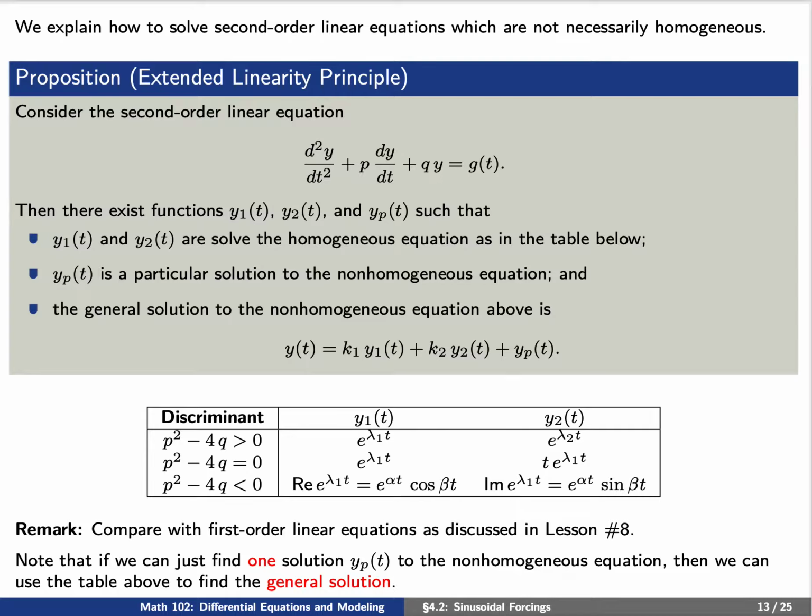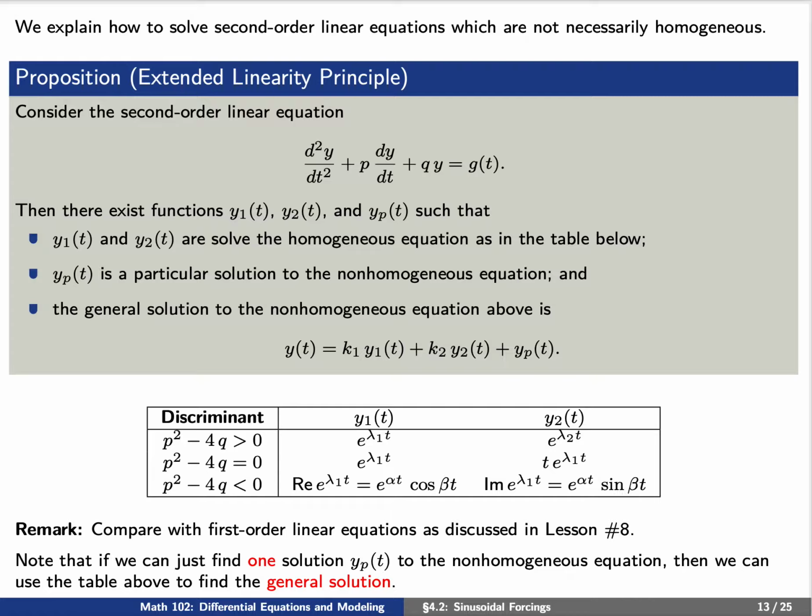In the last lesson, we also found how to solve a second-order linear equation which isn't necessarily homogeneous. The idea is that there exist three functions, y sub 1, y sub 2, and y sub p, such that y sub 1 and y sub 2 are solutions to the homogeneous equation, and they can be read off from the table that you see here on your screen. Next, y sub p is a particular solution to the non-homogeneous equation, so that the general solution is y of t equals k1 times y1 plus k2 times y2 plus y sub p.